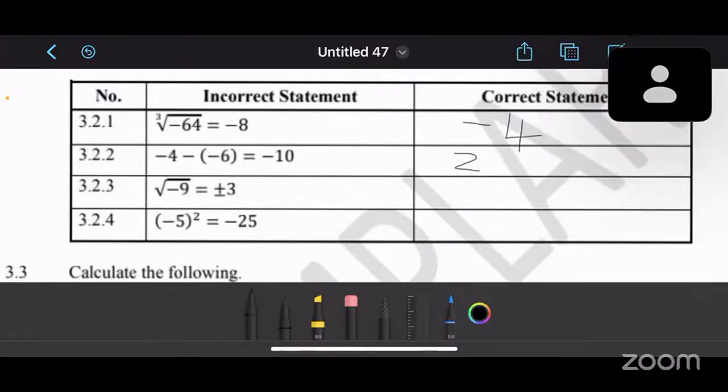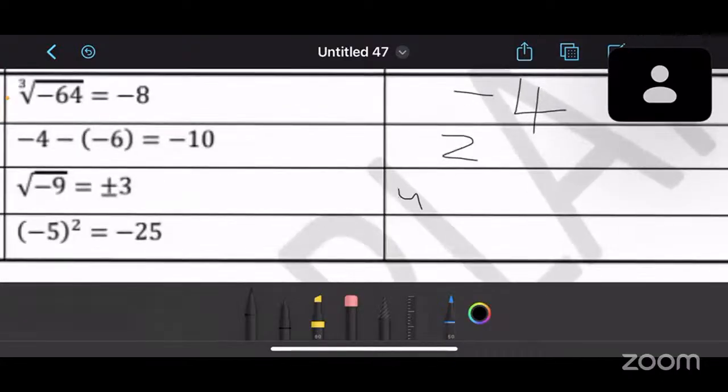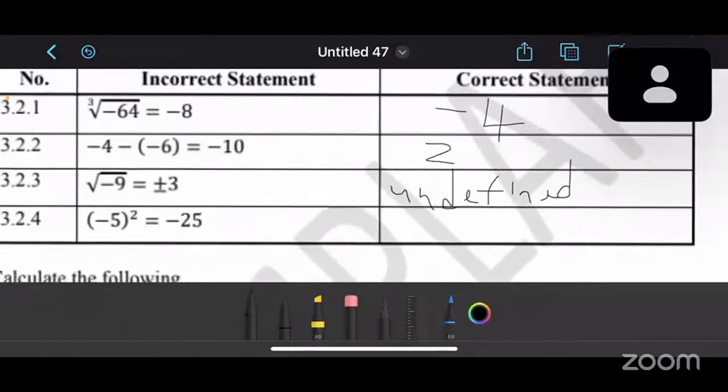What is the square root of -9? Ma'am, it says error. So it's undefined, yeah? Okay.